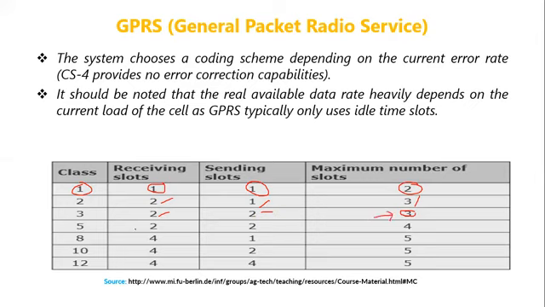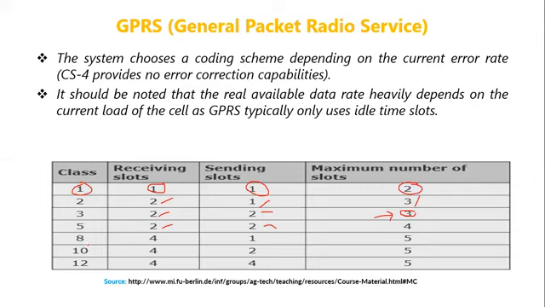So if it is receiving in two slots, then it should send in one slot. Or if it is sending in two slots, it should receive in one slot. Somewhere it should compromise because it is controlled by the maximum number of slots. Similarly, if you see here, the device of class 5, it can receive in two slots and it can send in two slots, and the maximum slot is 4.